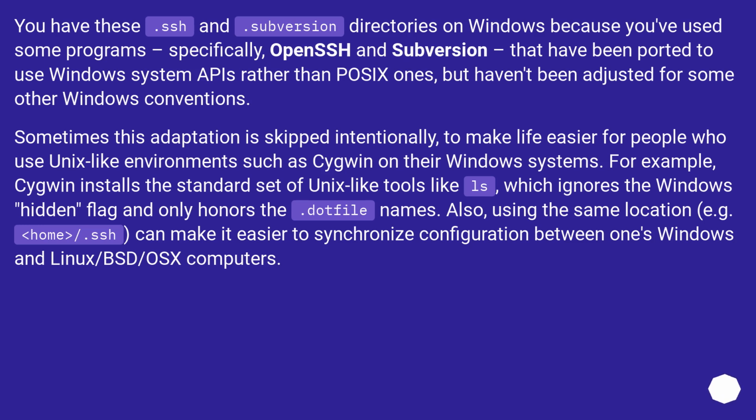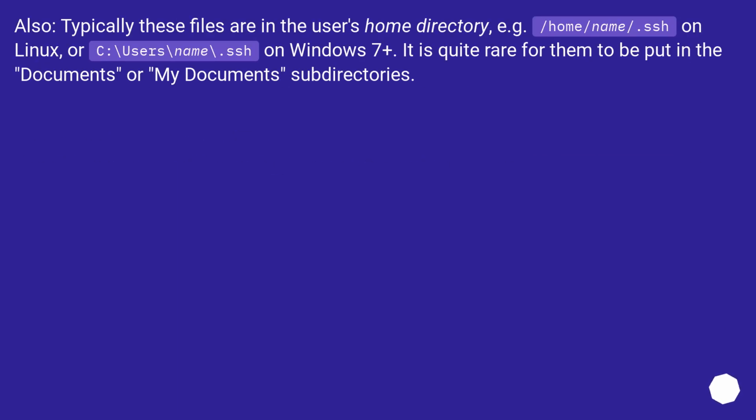Also, using the same location, for example, <home>/.ssh, can make it easier to synchronize configuration between one's Windows and Linux/BSD/OS X computers. Also, typically these files are in the user's home directory, for example, /home/name/.ssh on Linux, or c:\users\name\.ssh on Windows 7 Plus. It is quite rare for them to be put in the Documents or My Documents subdirectories.